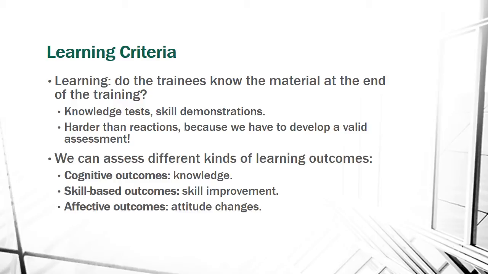So we can break down learning outcomes into different categories. Knowledge is often described as a cognitive outcome. Do you think differently? Do you know stuff that you didn't know before? We could also assess skill-based outcomes. We can even assess affective outcomes or changes in attitudes. If the training that you're evaluating is about something like diversity, affective or attitudinal outcomes might be a very important thing to measure and change. The important thing is that our criterion measures for assessing learning match what it was we were trying to change.